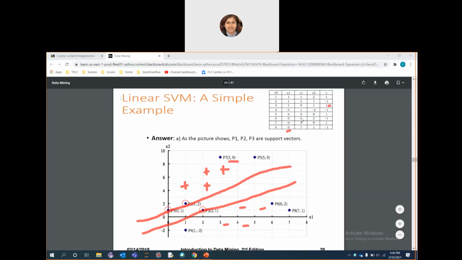Let's take 6, 2. So 6, 2 is not a support vector because its alpha is 0. That is why no line is going through it. And the y is -1. That means it is a negative sample, so here it is on the negative side. Hope it's clear what I am trying to explain to you.